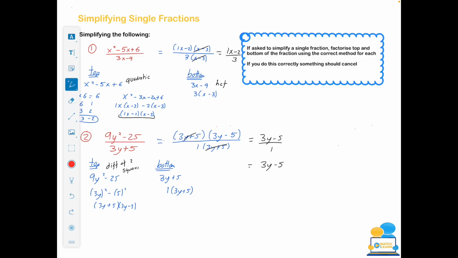Okay, so nothing new there on that slide. Just make sure you can do the factorizing. If you're asked to simplify a single fraction, factorize where you can, and if you do that correctly, something should cancel.